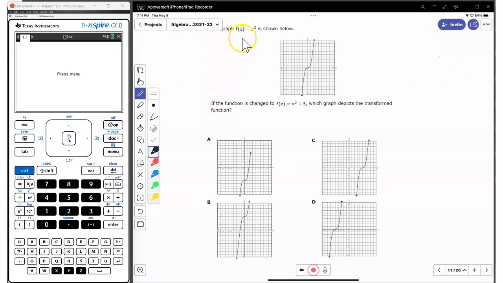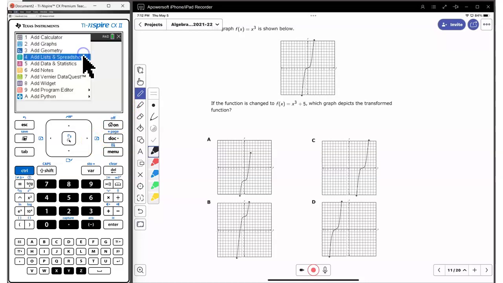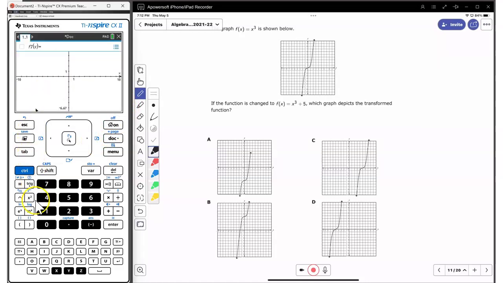The graph of f of x equals x cubed is shown below. If the function is changed to x cubed plus 5, which graph depicts the transformed function? Let's go ahead and graph. So we have the parent function, x cubed. And of course, the new function is changed to x cubed plus 5.